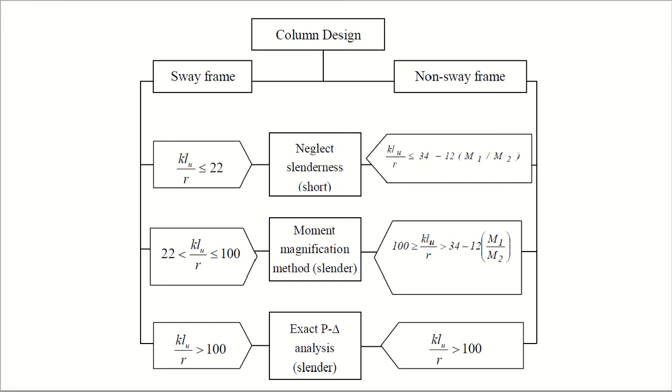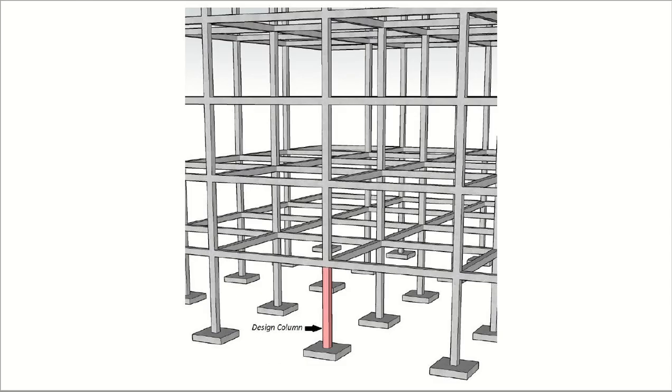Okay, now consider a frame with multiple bays in the x direction, multiple bays in the y direction, multiple story heights, and then you take a column. For example, the column highlighted in here, you have to design this column. Okay, so now consider the geometry and now consider the question you have been asked. You have to design this column.